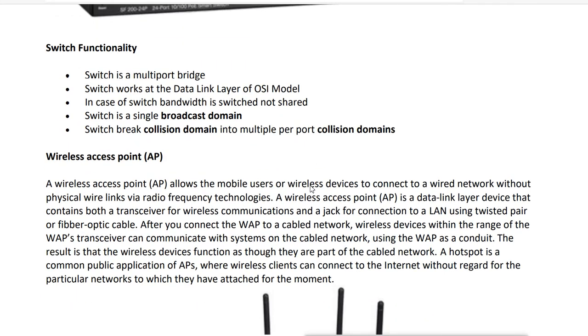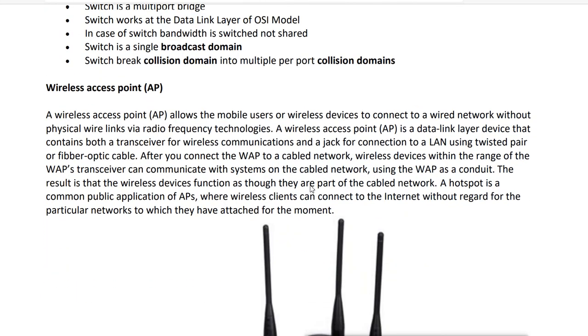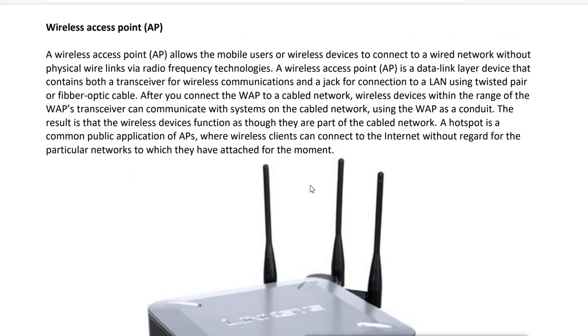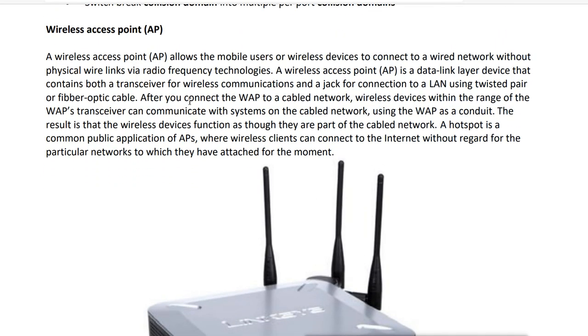Then the next is the wireless access point. This is what is used in a wireless network. This wireless access point allows mobile users' wireless devices to connect to a wired network without physical wire links, via radio frequency technology. A wireless AP is a data link layer device that contains both a receiver, transceiver and wireless communication, and a jack for the connection to a LAN using twisted pair or fiber optic cable. So it is an extension of the wired network to wireless.